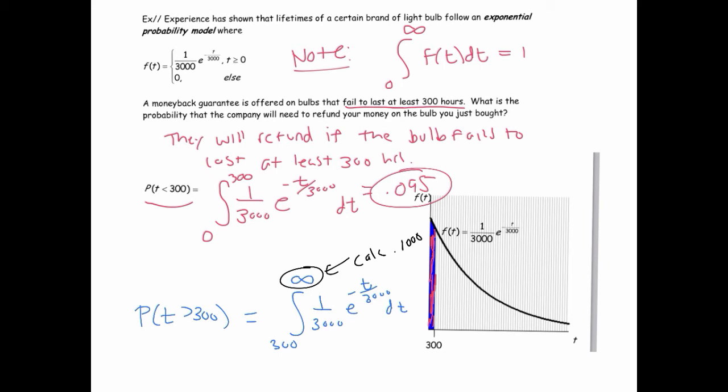It's worth noting the shape of this function. It sort of makes sense that it has its shape, right? As time goes on, there's probably a lesser and lesser chance of you actually having a light bulb that lasts past 300, 400, 500, 1,000 hours. So we should expect that this probability shape would decrease as time goes on.